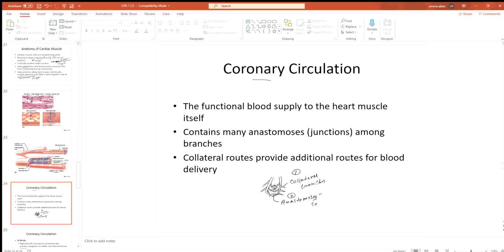The advantage of the coronary circulation, anastomosis and collaterals, is that, just think that if you get a blockage here, the artery got blocked here, so blood will not pass through it. However, because of these collaterals and anastomoses, what will happen? The blood will find a different route, will go here, this way or this way, so it secures the blood flow to the tissue.